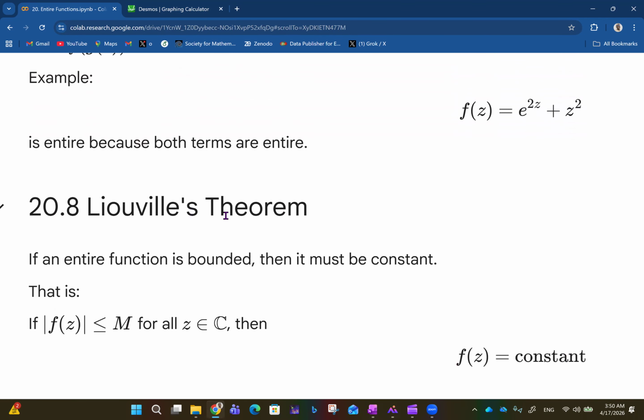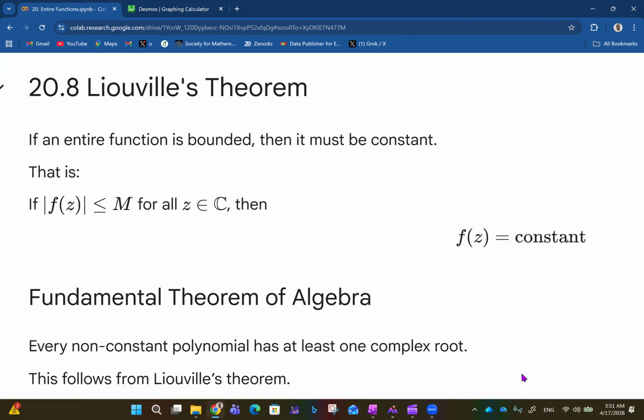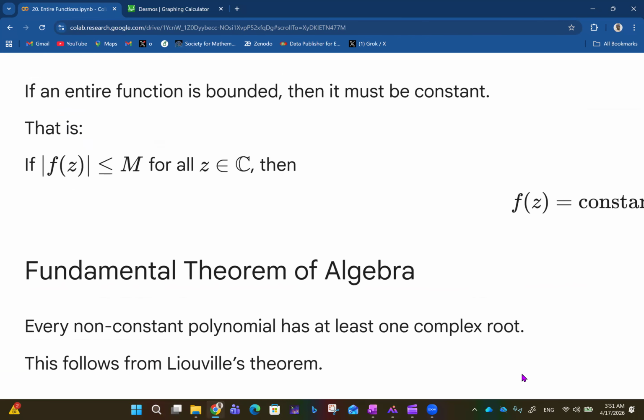Then we have Liouville's theorem. If an entire function is bounded, then it must be constant. That is, if the absolute value of f of z is less than or equal to M for all z in the complex plane, then we can say that f of z is actually constant. Okay, so every bounded entire function is constant. I don't want to overstretch it. Let me just leave it there safely.